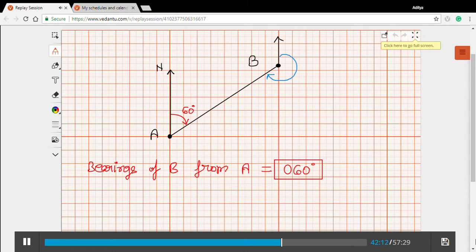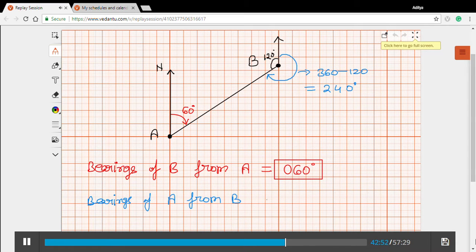You don't minus 60. See, this angle will be 120°, right? So the other part at the opposite end will be 360 minus 120. These are co-interior angles, right? And here we get 240°. So I just write the bearing of A from the point B is 240°.